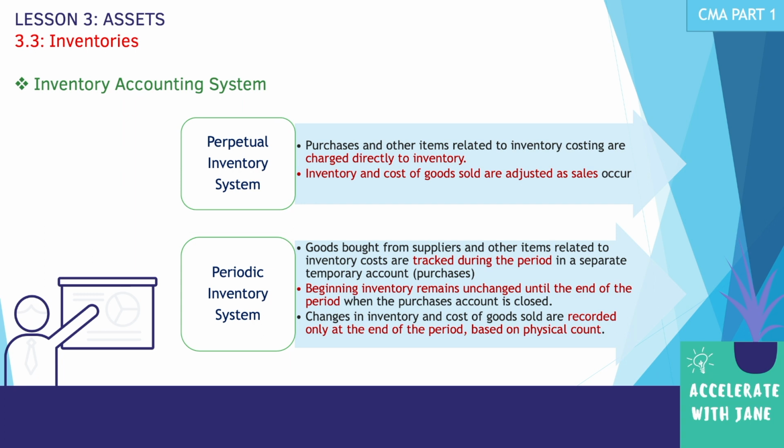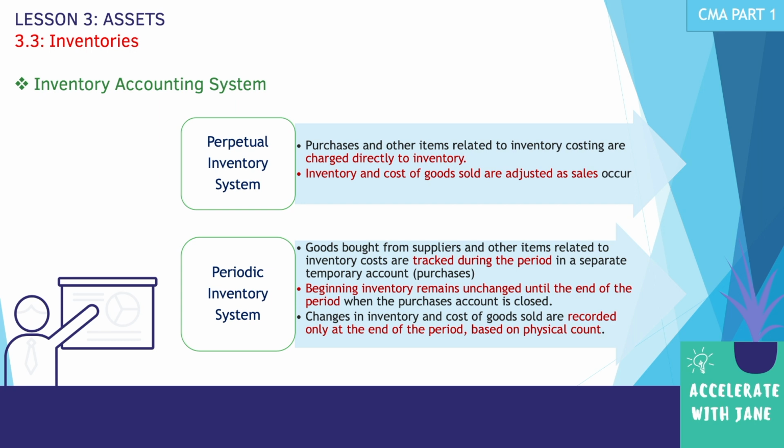So under the perpetual inventory system, whenever a company purchases inventory items, these purchases are directly recorded to the inventory account. And whenever a company has made a sale, for instance, a sale transaction, the transaction is immediately reflected in the inventory and cost of goods sold account. On the other hand, when we say periodic inventory system, here, goods bought from suppliers and other items related to inventory costs are tracked during the period in a separate temporary account, purchases.